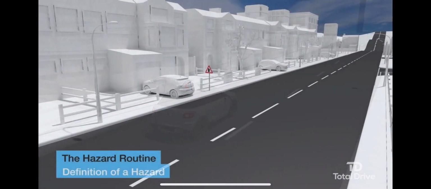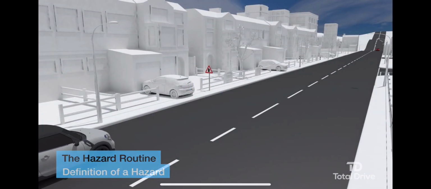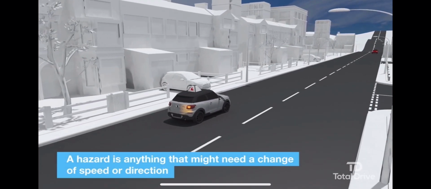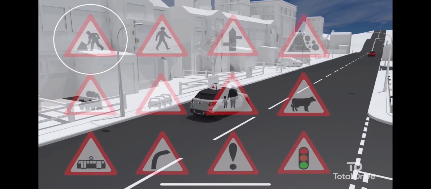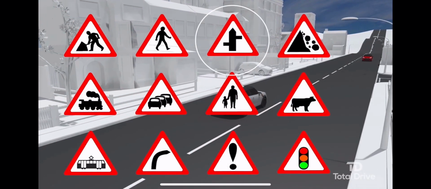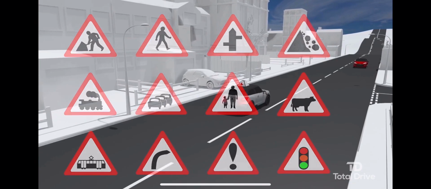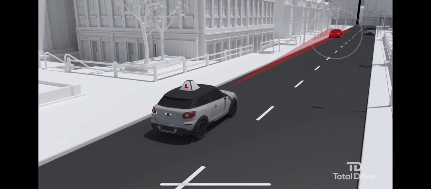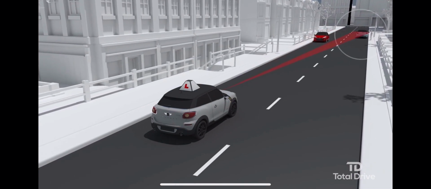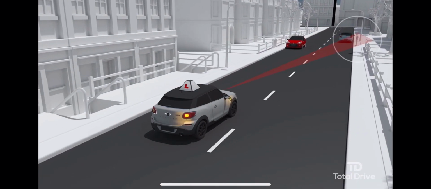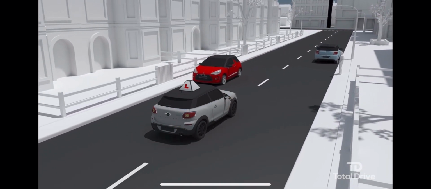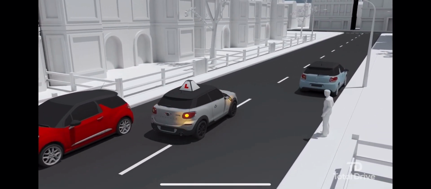The definition of a hazard. The definition of a hazard is anything that might cause a driver to change speed or direction. For example, roadworks, pedestrian crossings, junctions, and so on. Here, there are several very specific hazards: the red car on the left, the blue car on the right, the pedestrian, and the junction ahead. All these things might need a change of speed or direction.